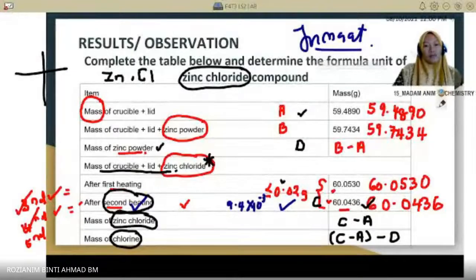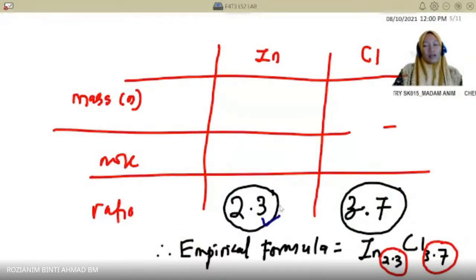Madam, nak tanya balik yang soalan kalau empirical formula dia ada point tadi macam mana? Ambil je point dia, tak perlu round off. So bila dah kira dapat point kan, kalau kita belajar dalam tutorial session, kita kena darab any number supaya jadi whole number, betul? Okay, tapi sekarang dalam eksperimen tak payah. Tak payah round off, okay?